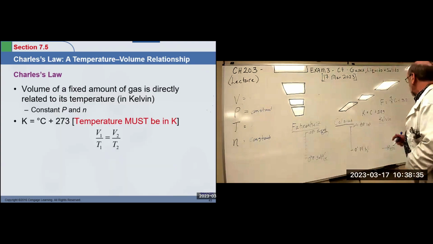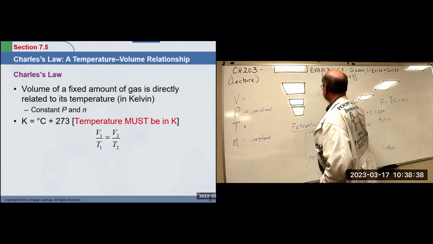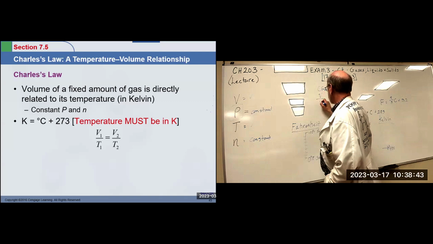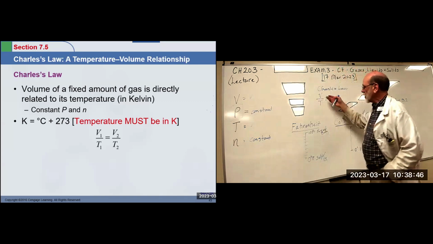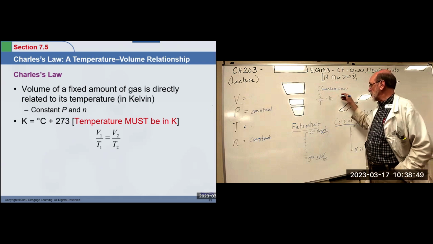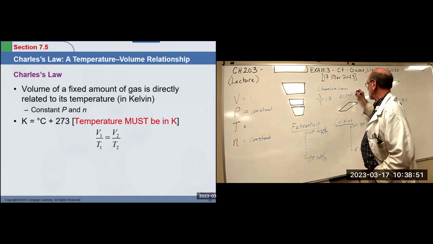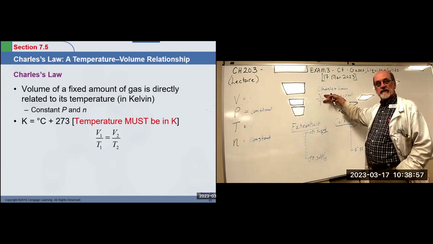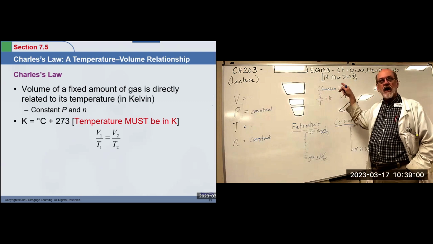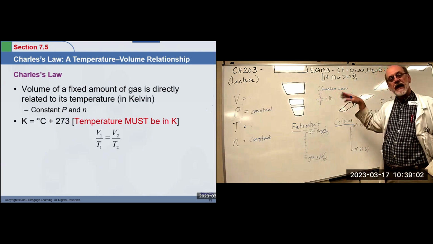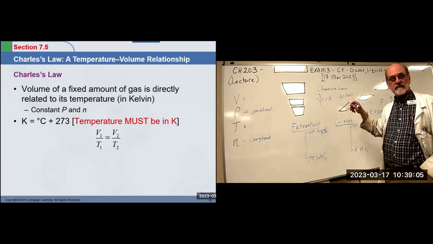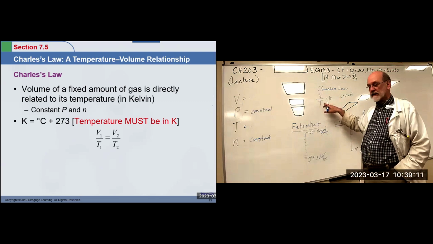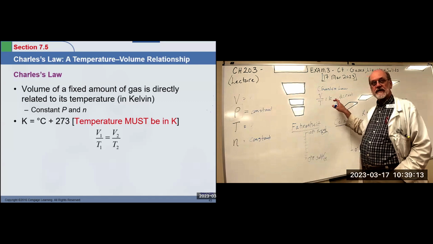Oh, by the way, Charles' law can be expressed this way: volume over temperature equals K. So this is a direct proportion. In other words, as volume goes up, temperature goes up. Anytime you see a quotient of two variables equal to a constant, it's always a direct proportion. And just to beat the dead horse again, anytime you have a product of two variables equal to a constant, that's an inverse proportion.